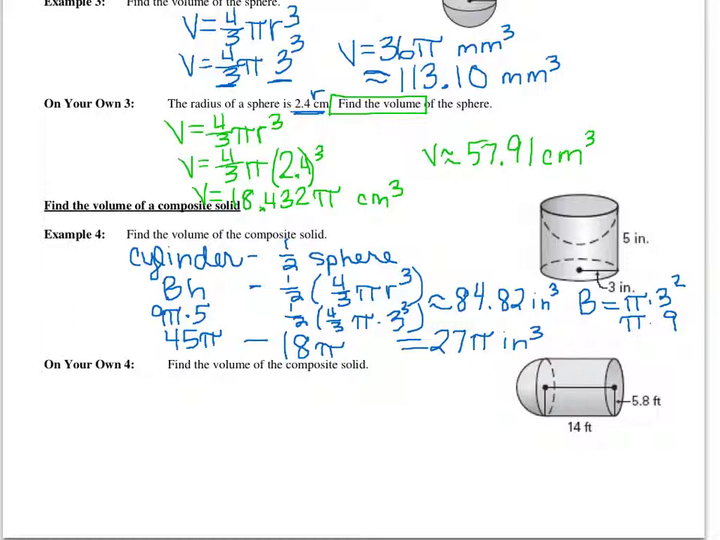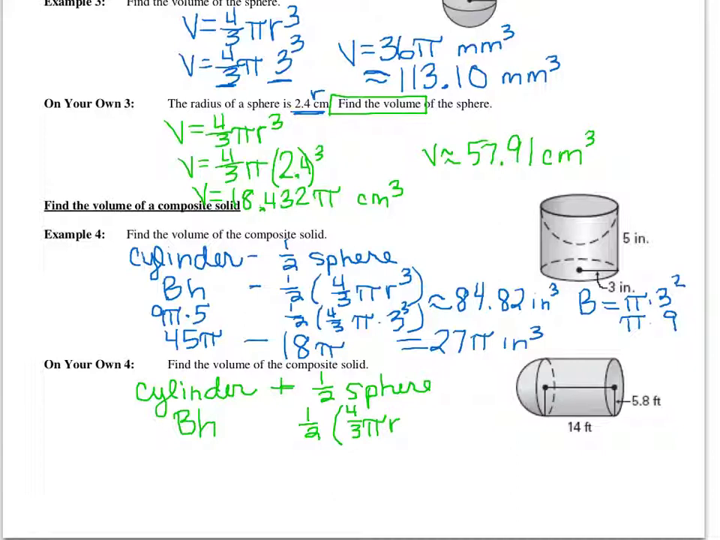All right, so it says find the volume of a composite solid. So for this picture, we've got this half a sphere, and then we've got a cylinder, and this half sphere is added to the cylinder. So what we do is we're going to have to do our cylinder plus a half a sphere instead of minus a half a sphere. So for our cylinder, the area is base area times the height. For a sphere, we want half of it, and we're going to do 4/3 pi times our radius cubed.